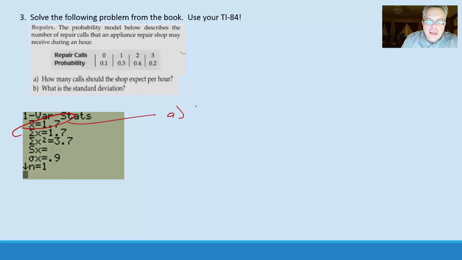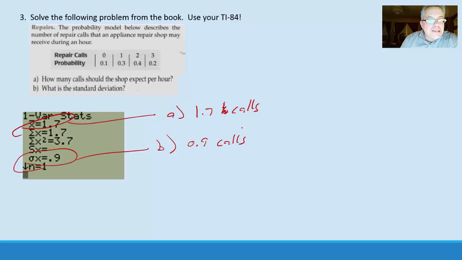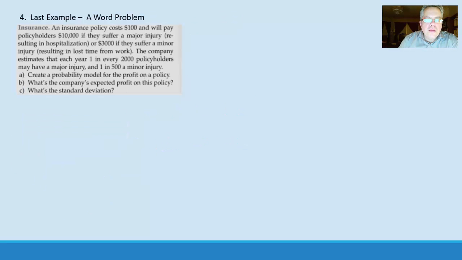So the answer to A is 1.7 calls, not hours, calls. That's on average. Okay, what's the standard deviation, the measure of spread about that? Well, the answer to B is right there. Standard deviation is 0.9 calls. That's it. So using our calculator, we can find these values very quickly. All right, time for the last example. This is a word problem.